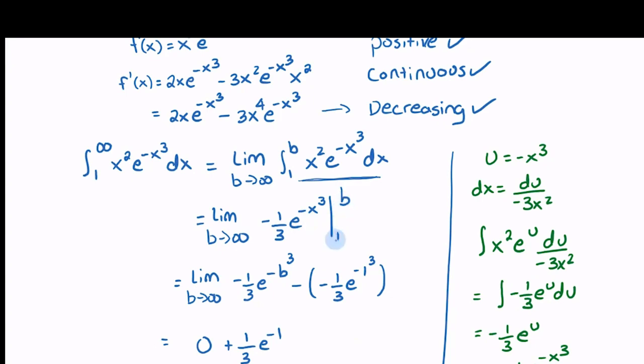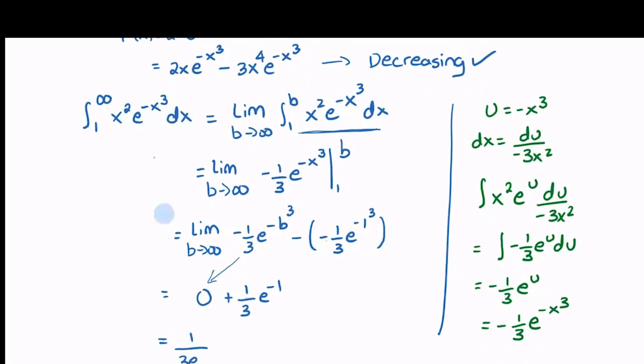Now we plug in our boundaries b and 1, so that's the next step here. If we plug in infinity, infinity cubed is infinity, but there's a negative in front, so it becomes negative infinity. E at negative infinity is 0, so this entire term goes to 0. And here we would have a negative and negative, which is positive 1/3. Negative 1 cubed would still be negative 1, the negative is outside of the cubing. So this here would simplify to 1 over 3e if we don't want the negative exponent.